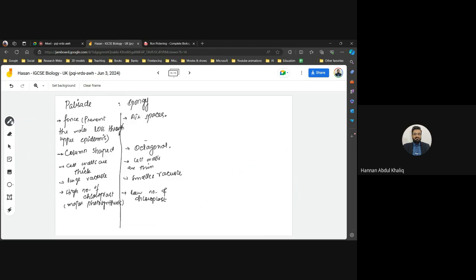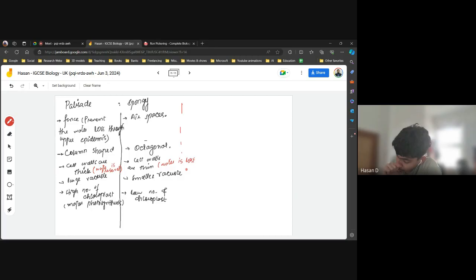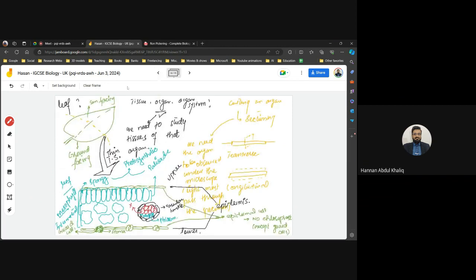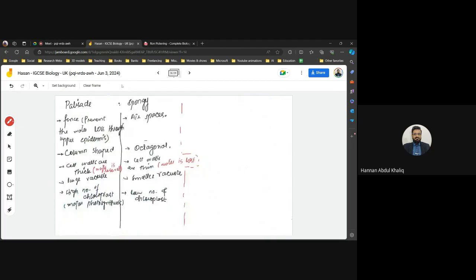Okay, there is another thing. An obvious conclusion of thick cell wall is that the water is preserved, but in the others, water is lost. These differences are really important. Now these are basically the differences between the palisade and spongy mesophyll, and now you know which one of them performs major photosynthesis. Everything clear?